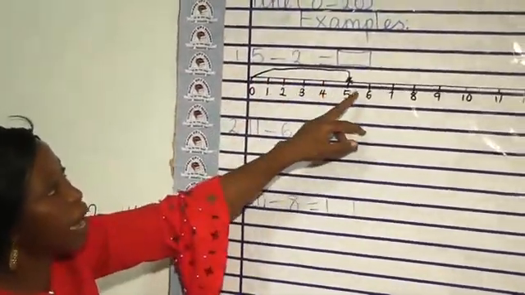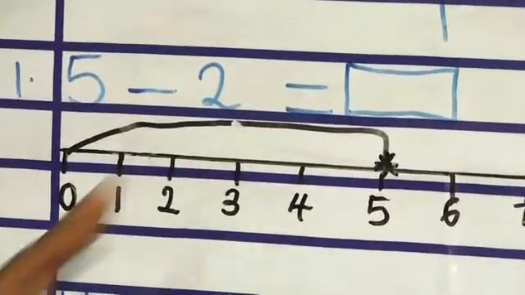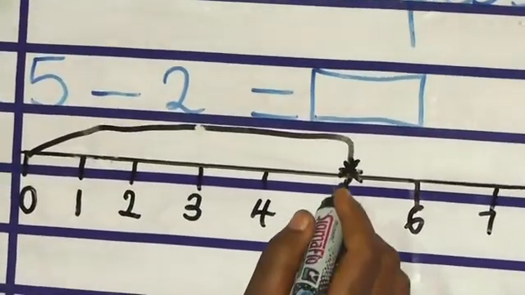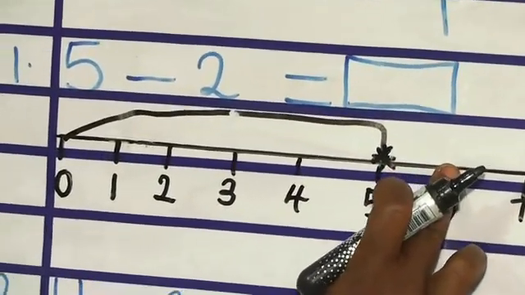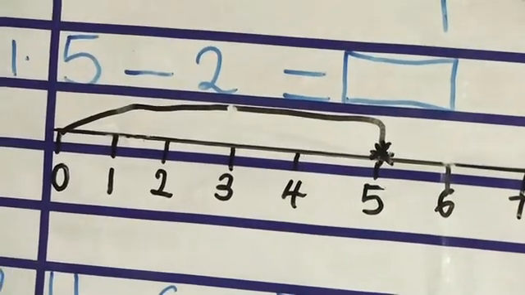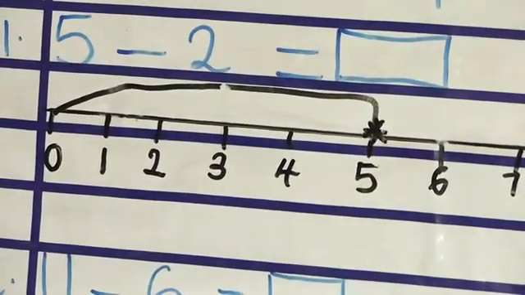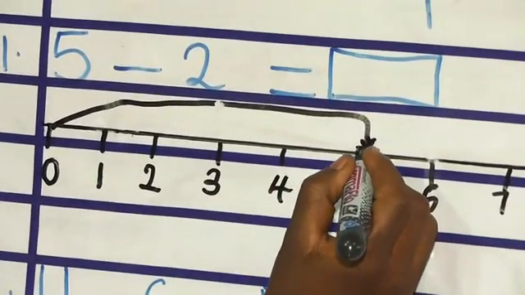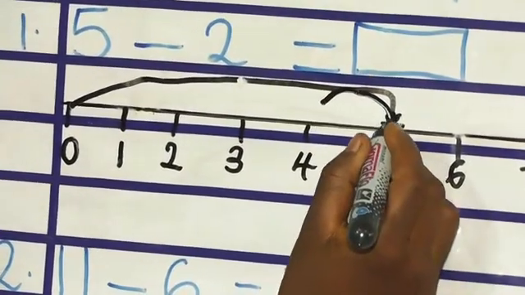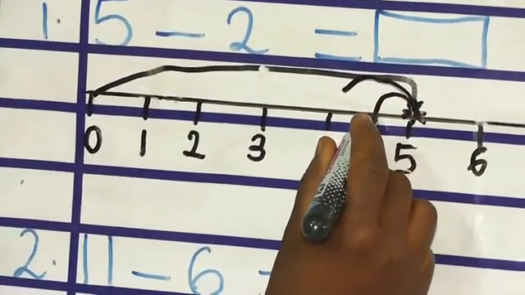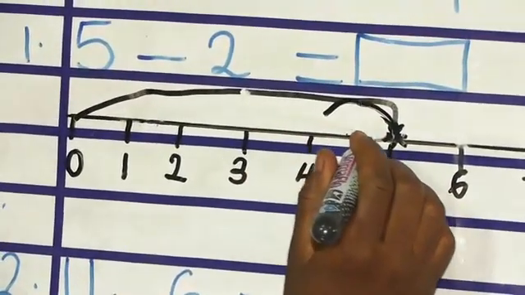So now we have our 5. We are subtracting what? We are subtracting 2. Now you start from 5. Mind you, don't start from 6. If you start from 6, you will have a wrong answer, okay? So you start from where your star is. Okay? So from 5, you minus. Make sure it's touching the next number. If you leave it here, you will have a very wrong answer. So you make sure you are touching the next line.